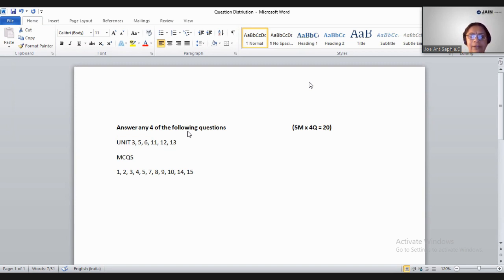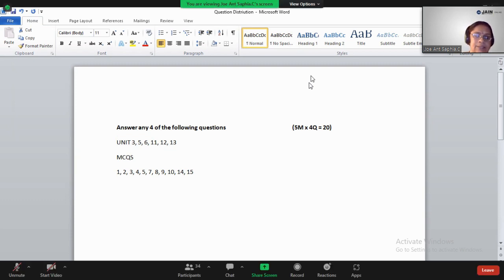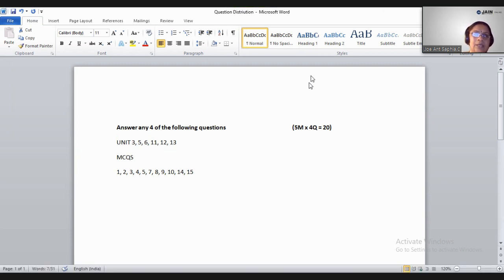Then third one, signal generalization. Signal generalization, fifth unit. So under fifth unit, 3 questions: vending machine problems, submission, nested state diagram, signal generalization. Unit 6: use case model, sequence diagram of online examination system, types of relationship in use case.